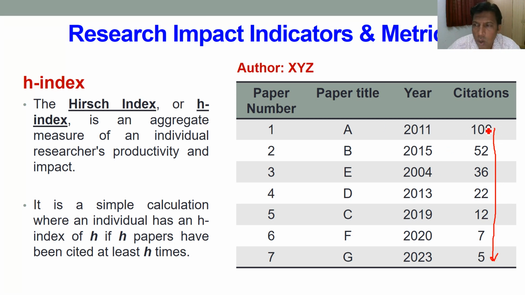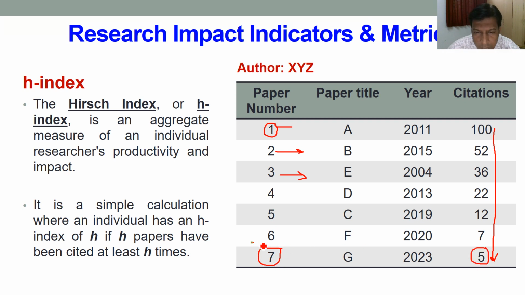The paper which got the highest citations is labeled paper number 1. Then 52 is paper number 2, like this. Look at the paper number and the number of citations: paper number 3 has 36, number 4 has 22, number 5 has 12, paper number 6 has citation 7, and paper number 7 has citation 5.